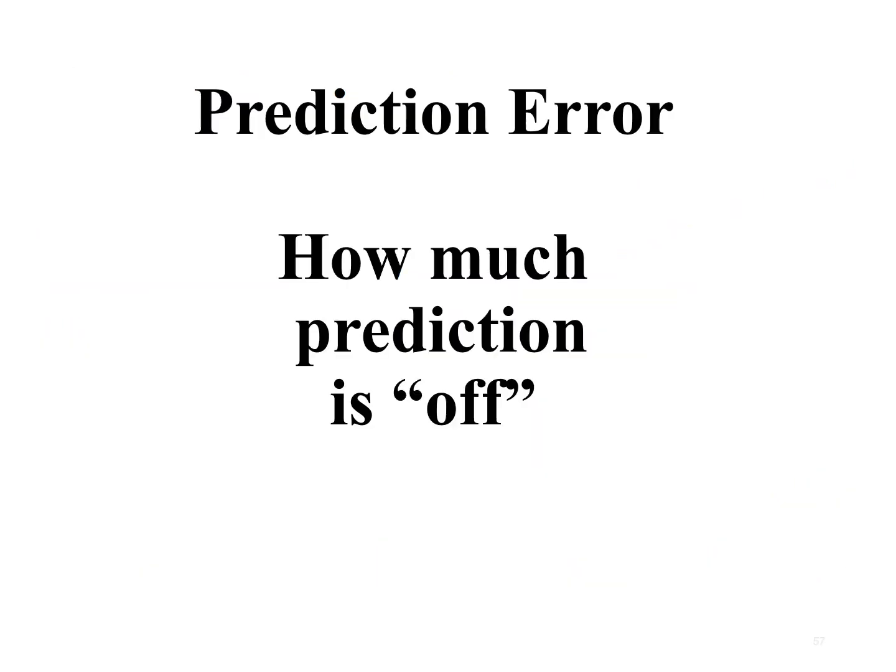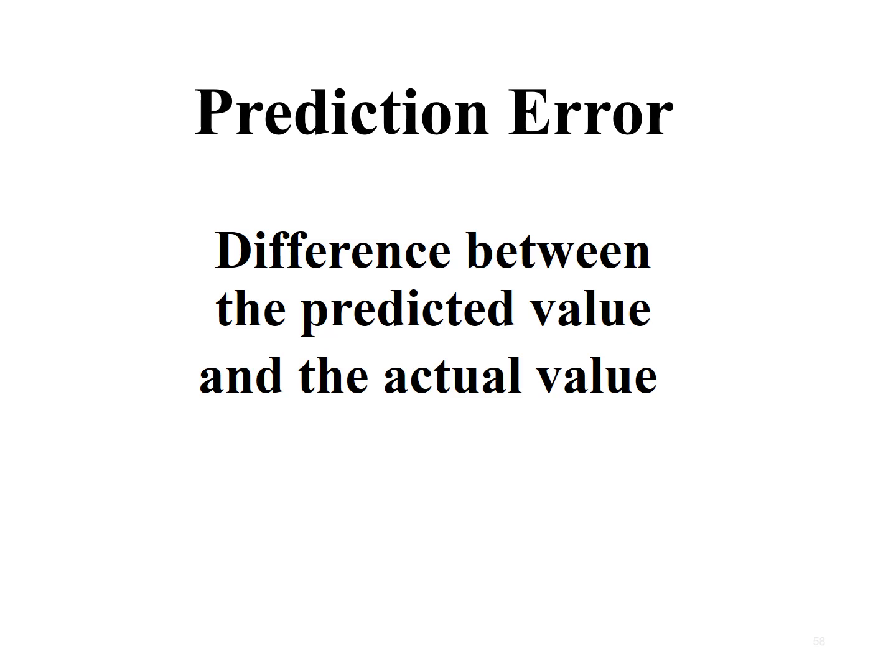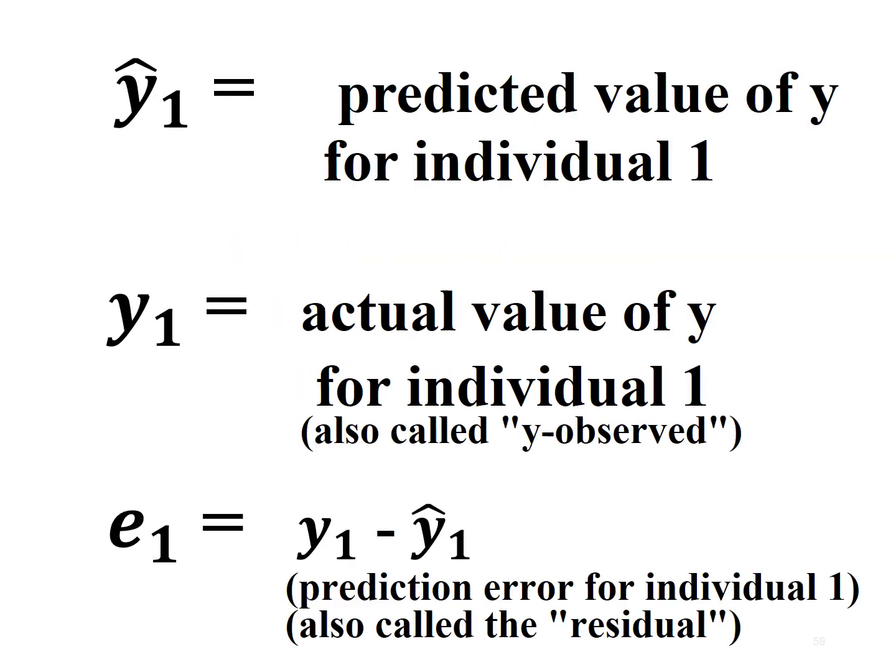So we also talked about prediction error. We mentioned that prediction error is how much the prediction is off. So it's the difference between the predicted value and the actual value. We also talked about some notation. y hat 1 is the predicted value of y for individual number 1. y1 is the actual value of individual number 1. And E1 is the difference between the actual value of individual number 1 minus the predicted value.